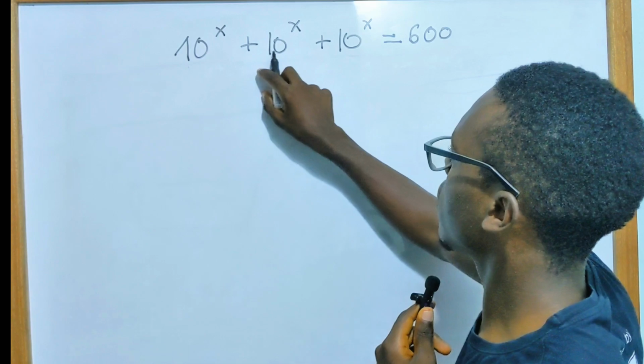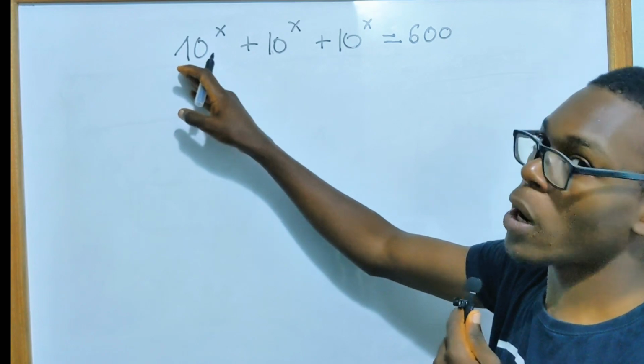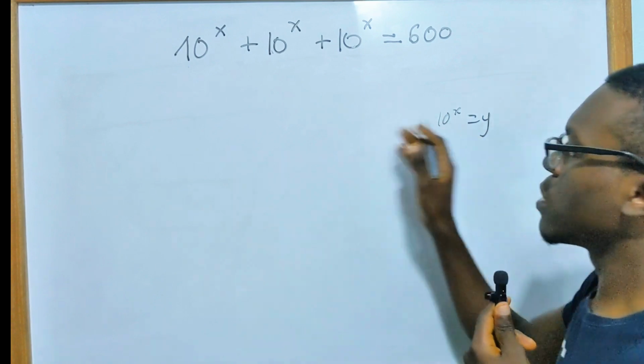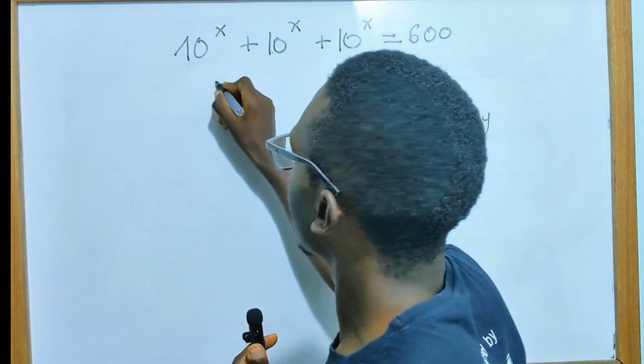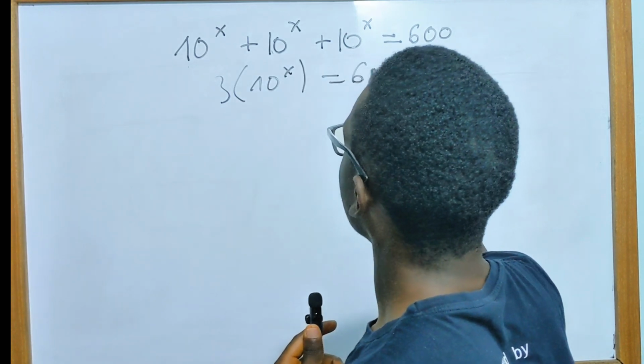Since we have 10 to the x, 10 to the x, and 10 to the x, we can add all of this. It's just like if we take 10 to the x is equal to y, you are going to see that we have 3y. Hence, therefore, we have 3 into 10 to the x is equal to 600.